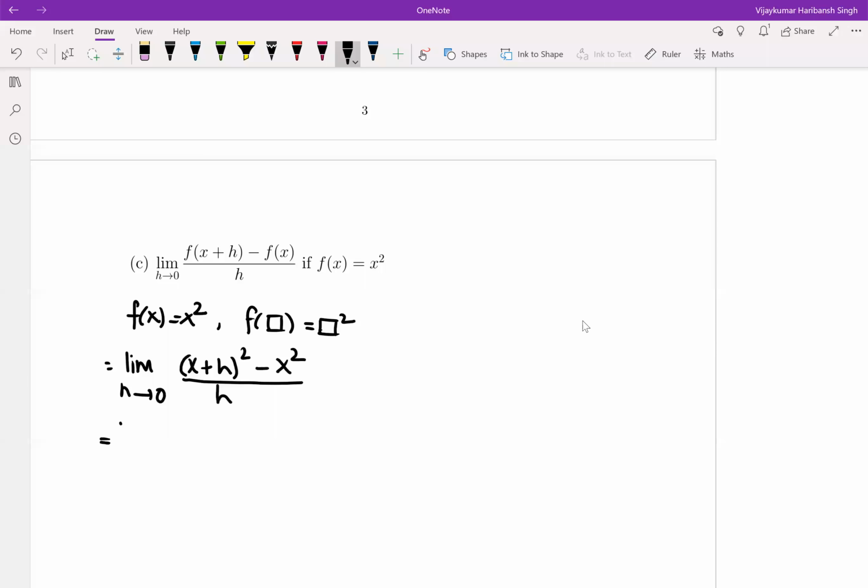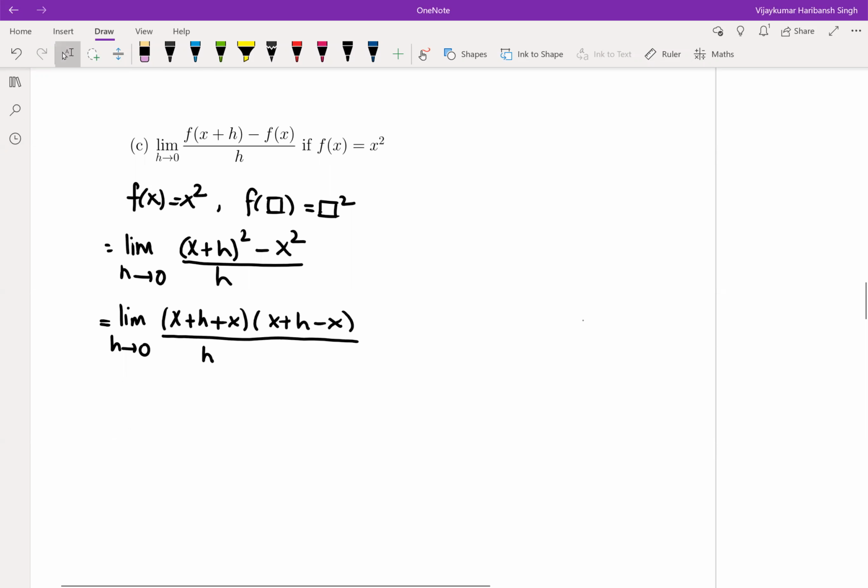So now you have a squared minus b squared, so you can use the a squared minus b squared formula. You get a, which is x plus h, plus b, times a minus b. So you can cancel off these guys. H will go one time after the cancellation is done. So you're left with the limit as h goes to 0 of 2x plus h. And as h goes to 0, this will just go to 2x. So this is the computation of limits.